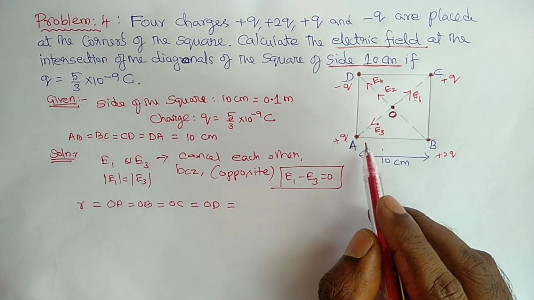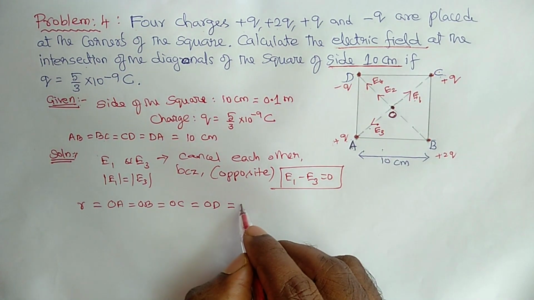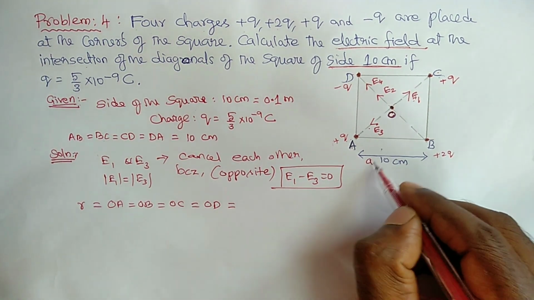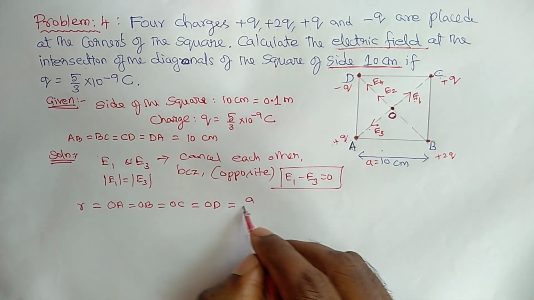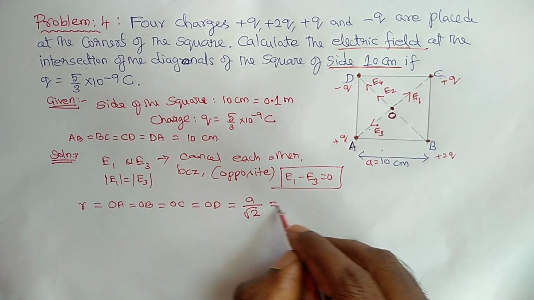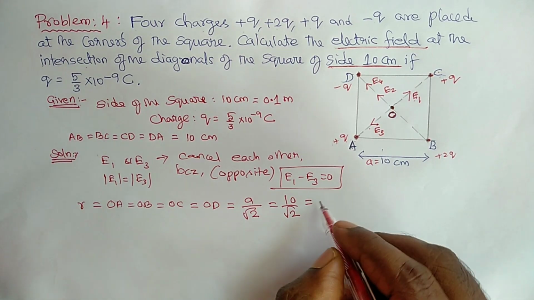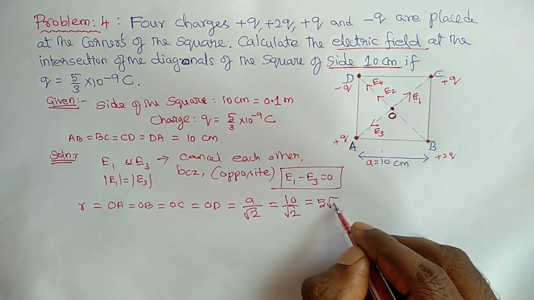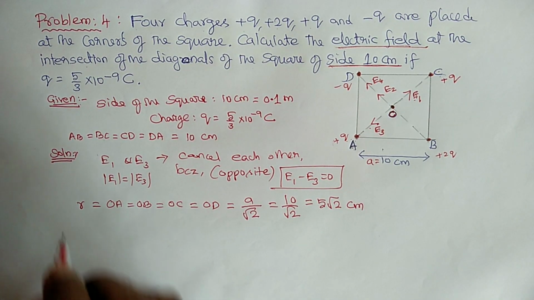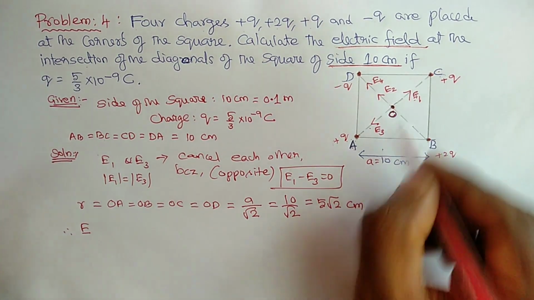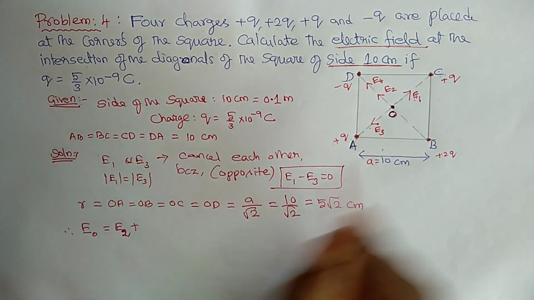We know that the sides and the diagonals of the square are 10 centimeters. Suppose you consider the side as a. So for OA, OB, this is just a divided by root 2. Otherwise we will write 10 divided by root 2. If you simplify this, 5 root 2 centimeter. So our aim is to calculate the electric field at the point O, which is equal to E2 plus E4.